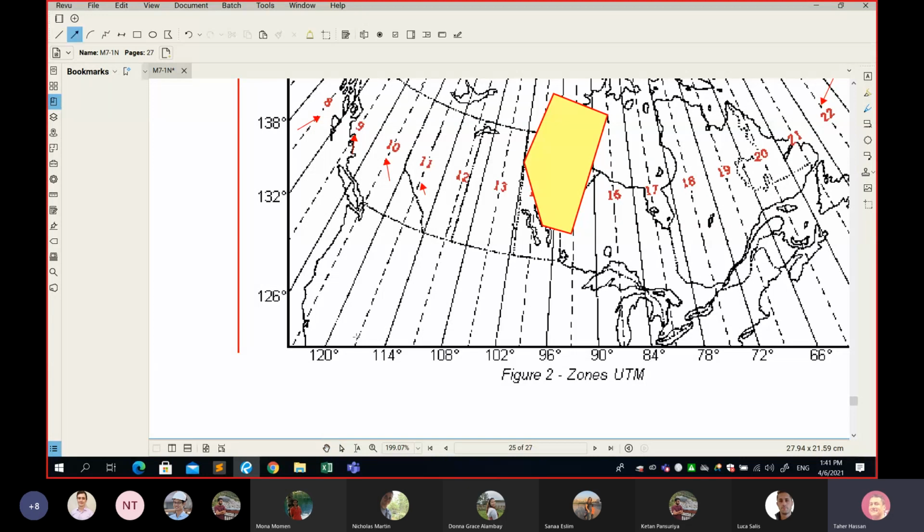Okay, you can see here, zone number 11 starts from 120 degrees longitude all the way to 114. And then zone number 12 goes from 114 west to 108 west. So you can see, 6 degrees between 114 and 120, and then also another 6 degrees from 114 to 108.